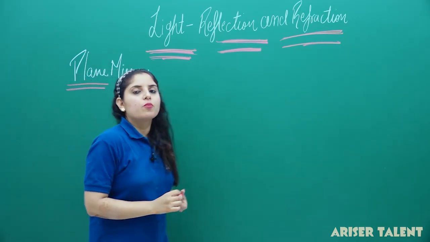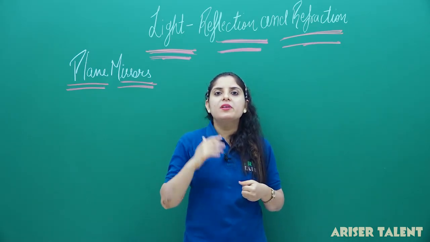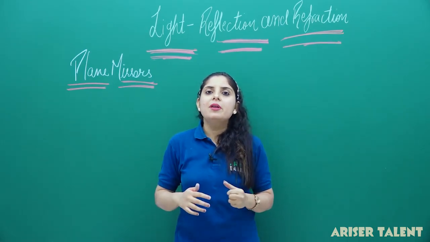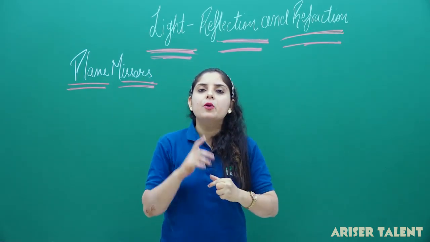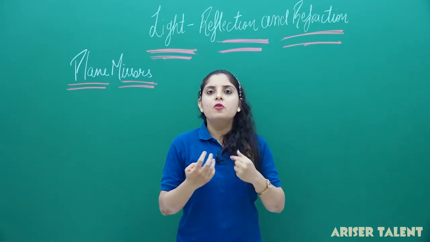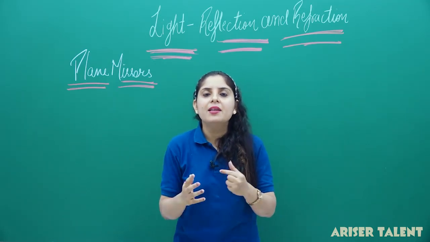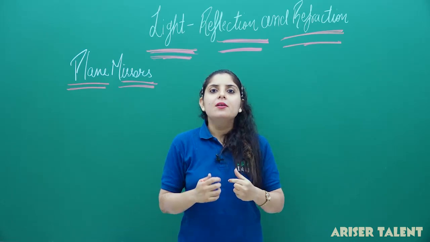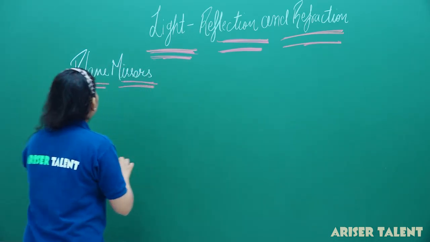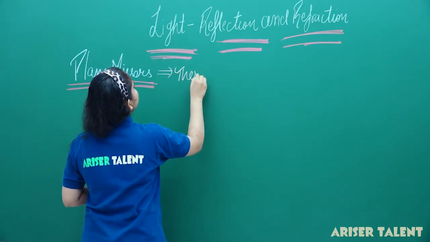Plane mirrors. Now, what actually are plane mirrors? Plane mirrors are those mirrors which have one reflective surface, and in that kind of mirror, the angle of incidence is equal to the angle of reflection. The mirrors we use for looking at our face, the mirrors installed in our almirah, and the mirrors we use as reflecting surfaces, these are plane mirrors.